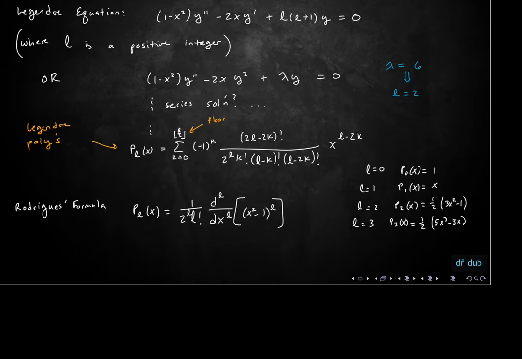And you keep going, just using this derivative formula. Plugging in different values of l, you get different solutions to the Legendre equation. One solution is a power series, the other one is always a polynomial. So to find polynomial solutions of the Legendre equation, you just use Rodrigues' formula. This gives you the polynomial solutions of the Legendre equation.